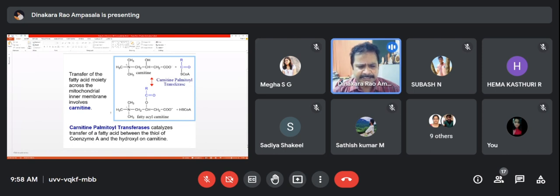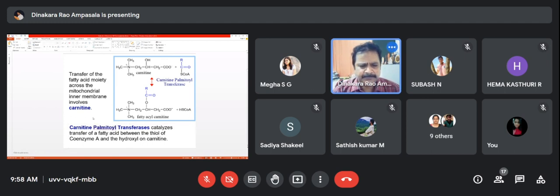So, carnitine palmitoyl transferase. Palmitoyl here means a carbon 16 fatty acid. If it is an 18-carbon fatty acid, such as oleic acid, there would be carnitine oleoyl transferase, or if it is arachidonic acid, carnitine arachidonoyl transferase, like that. So different types of enzymes will be there.